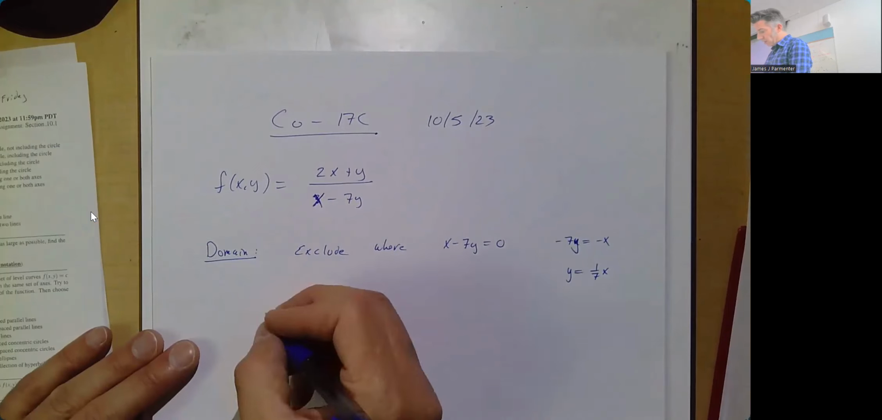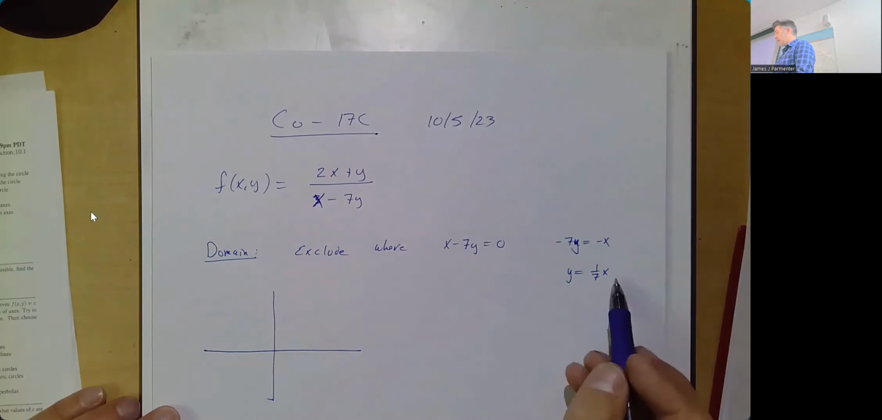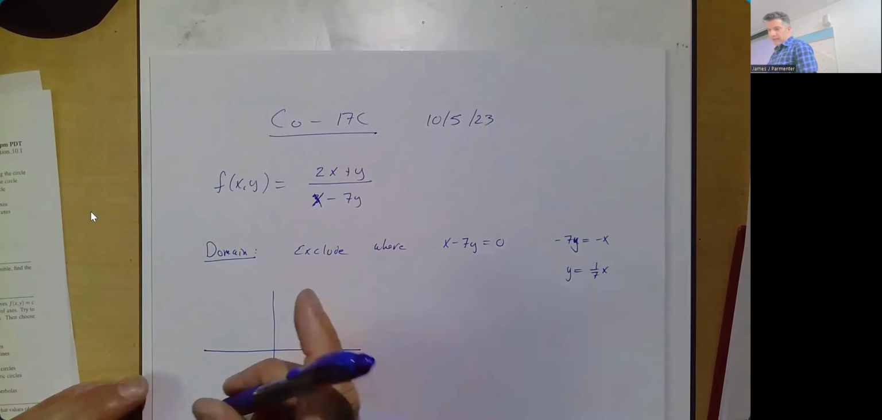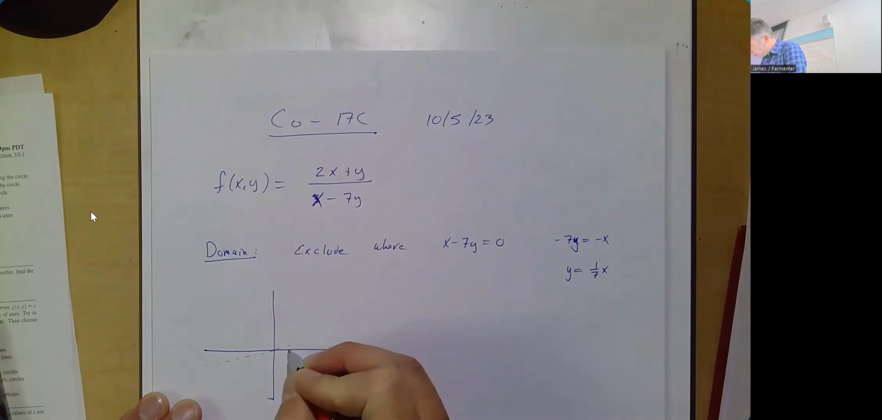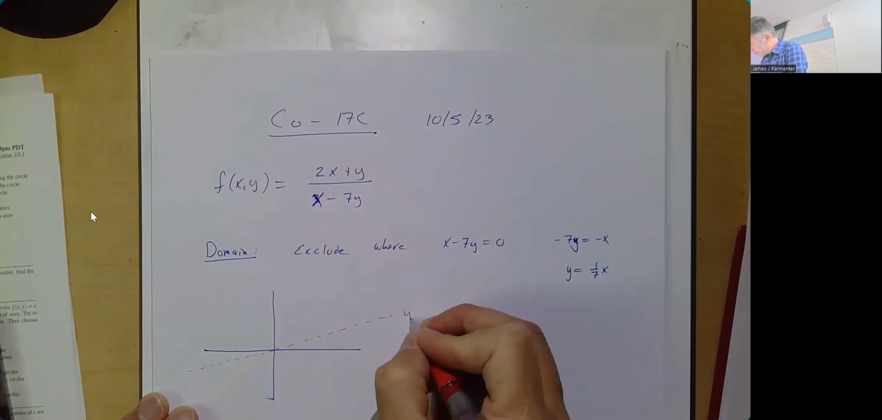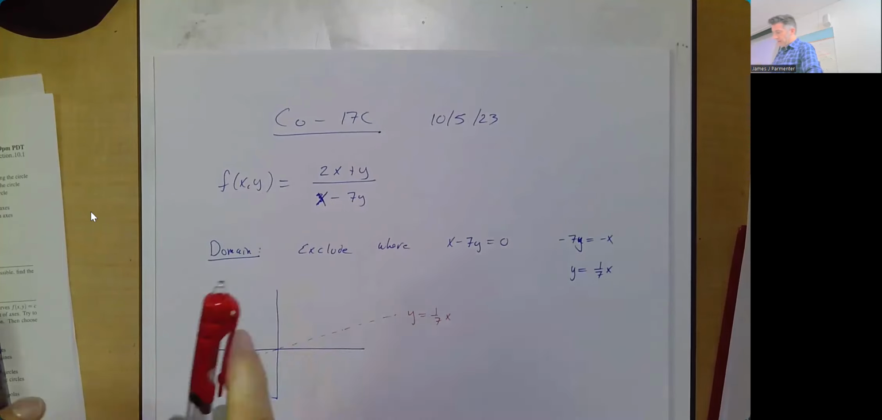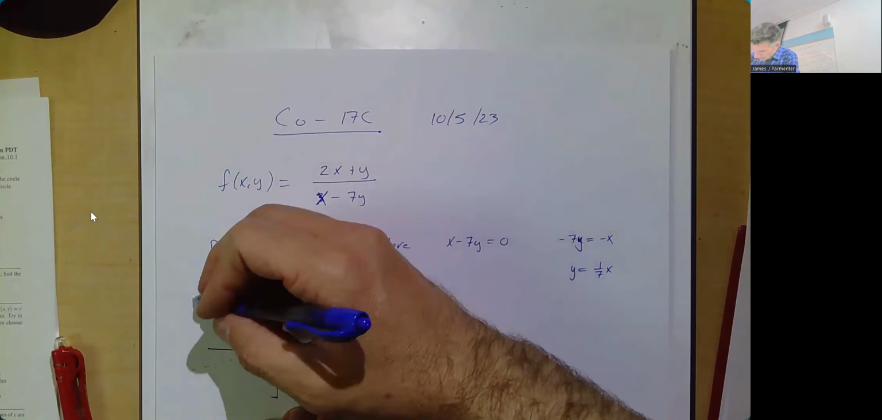So here's what my domain looks like. It's literally everything except for this line. I'm going to try and draw it the best I can. I'm going to draw it dashed because I'm excluding it. So here's my line, y equals 1/7 x. And here's my domain. Everything else.